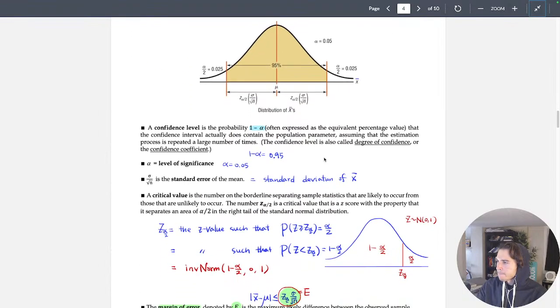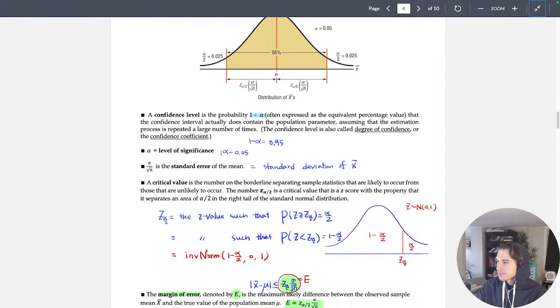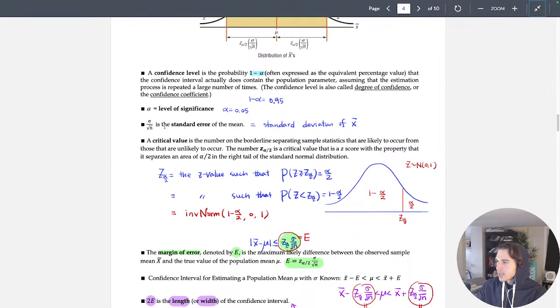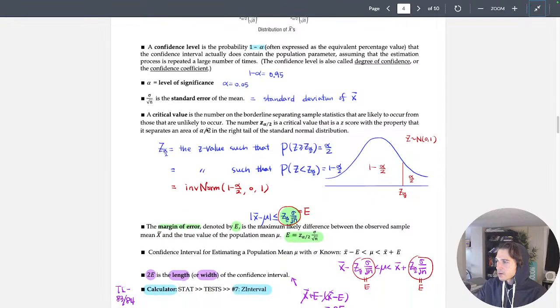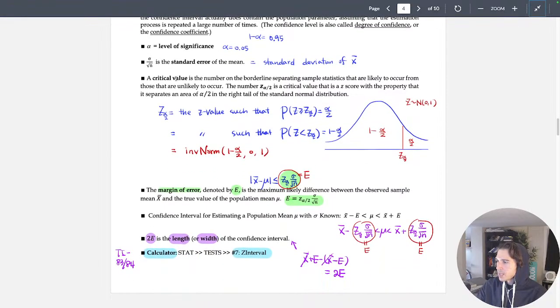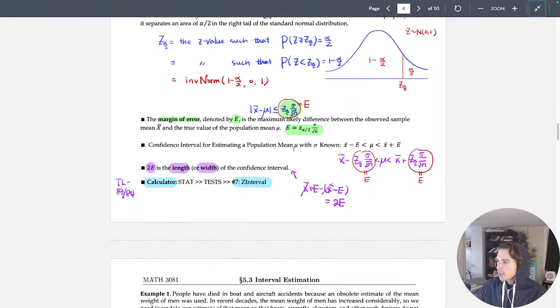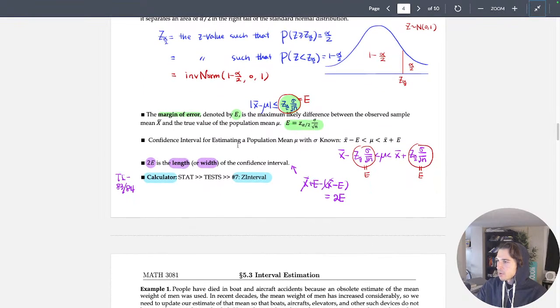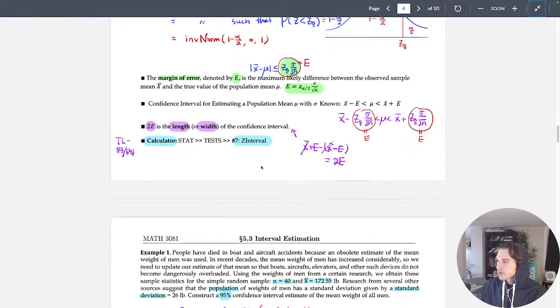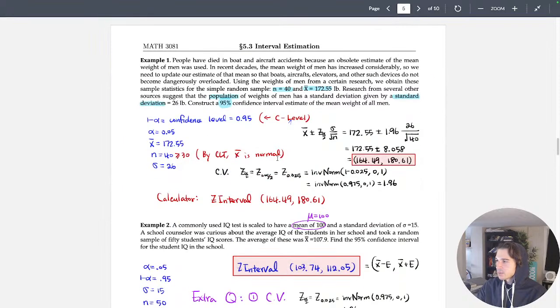Okay. Confidence level is just 1 minus the alpha. Alpha is the level of significance, and sigma over square root of n is the standard error. And when you multiply that sigma over square root of n times the critical value, you get the margin of error. And if you double the margin of error, you get the length or width of the confidence interval. And you can calculate finding the confidence interval for estimating a population mean with sigma known, same thing as above. And yeah, the calculator's interval function is why this is pretty easy in practice.